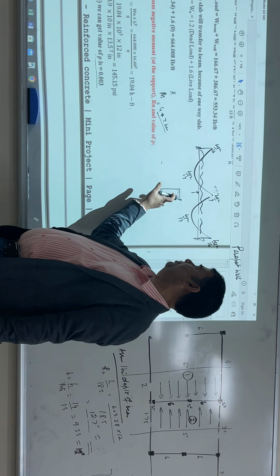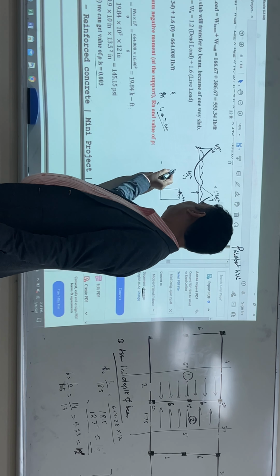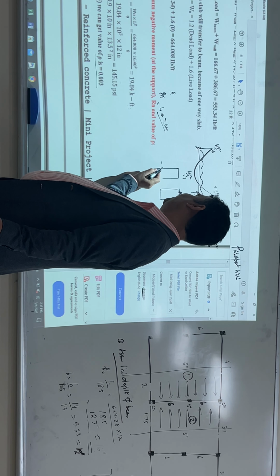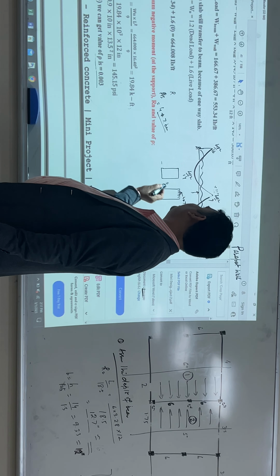Now just come to here, the opposite. Here the moment is 9, here the moment is 14. So this means the reinforcement will be more or less? More.